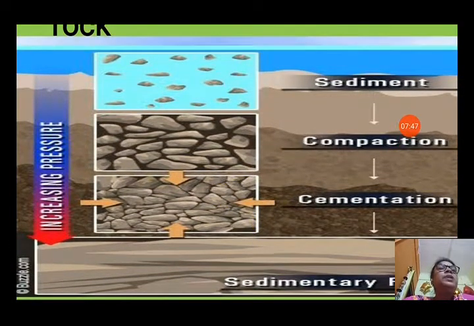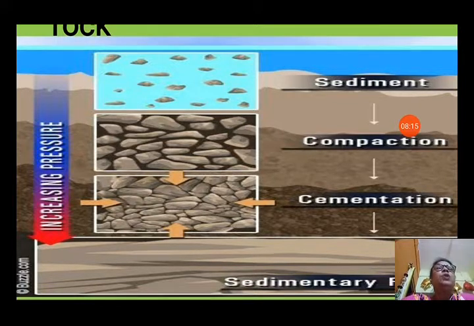First the sediment is deposited, then compaction, that means the sediments are combined together and become compact, and after that cementation, that means fine particles combine due to the heat and pressure. All these particles are cemented together, and these cemented particles under high pressure and temperature again become a very hard, solid rock. It solidifies and forms sedimentary rock.